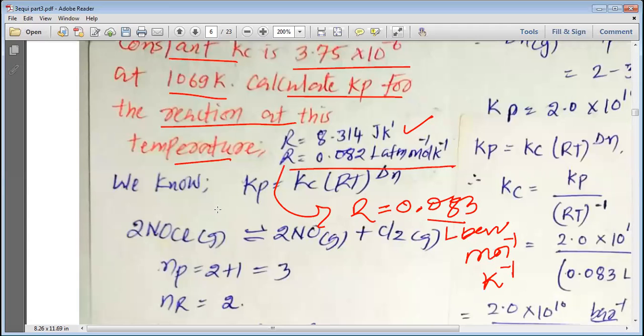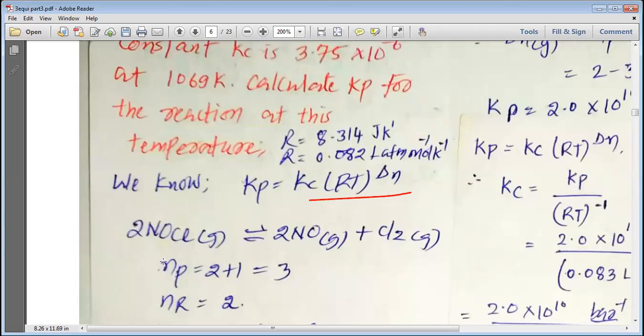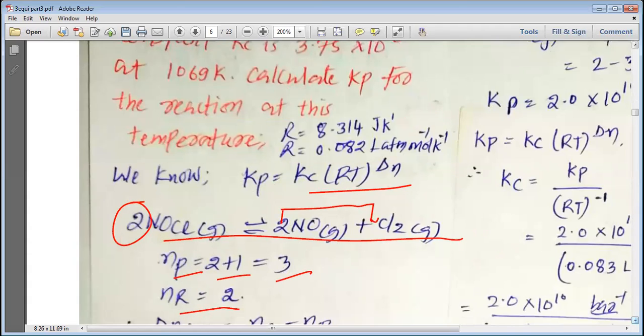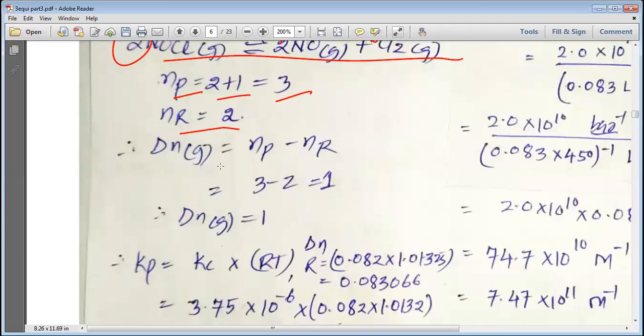Now we know that Kp is equal to Kc into RT raised to delta N. For this reaction, if you look at the number of gaseous moles of products, it is 2 plus 1, so I have written 3, and the number of gaseous moles of reactants is equal to 2. Therefore, my dear students, delta N gas is equal to Np minus Nr, that is 3 minus 2, that is 1.